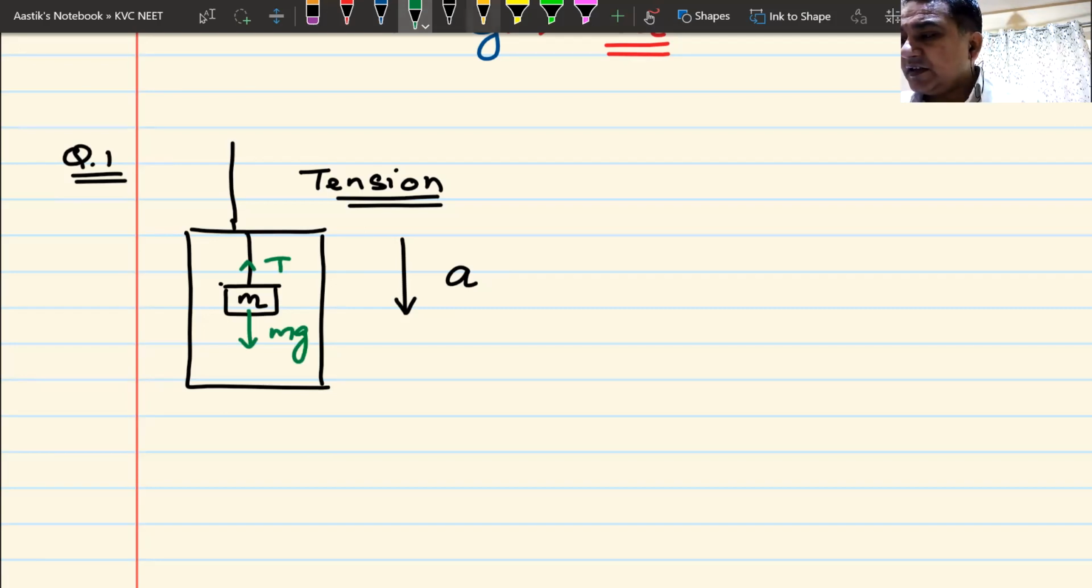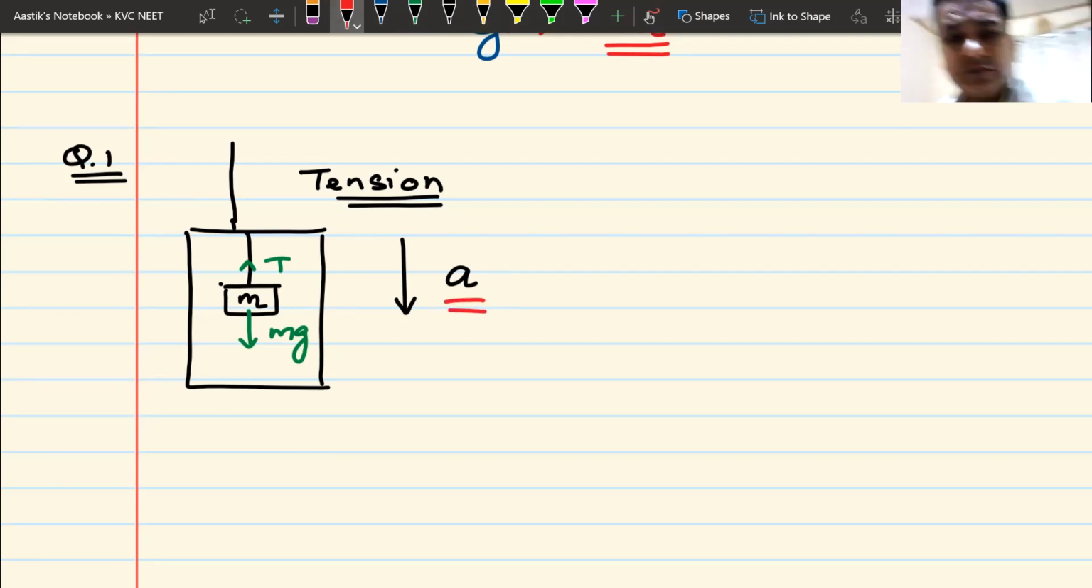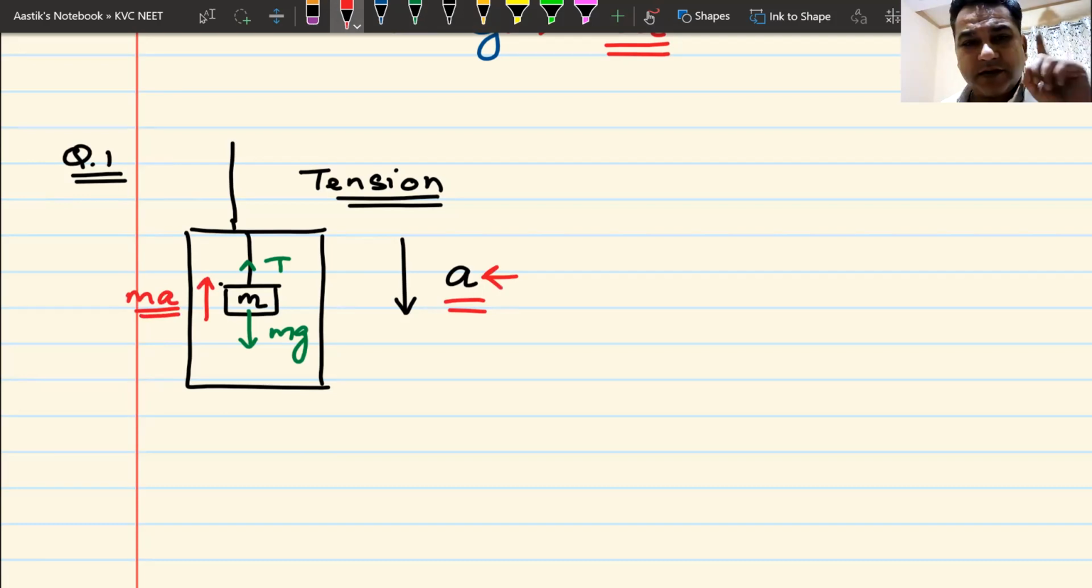But again, you must see that there is acceleration. This frame is accelerating downwards. So I have to apply pseudo force upwards. The value of acceleration is a. So the value of pseudo force becomes mass of the body into acceleration a, ma upwards, ma in the upward direction.